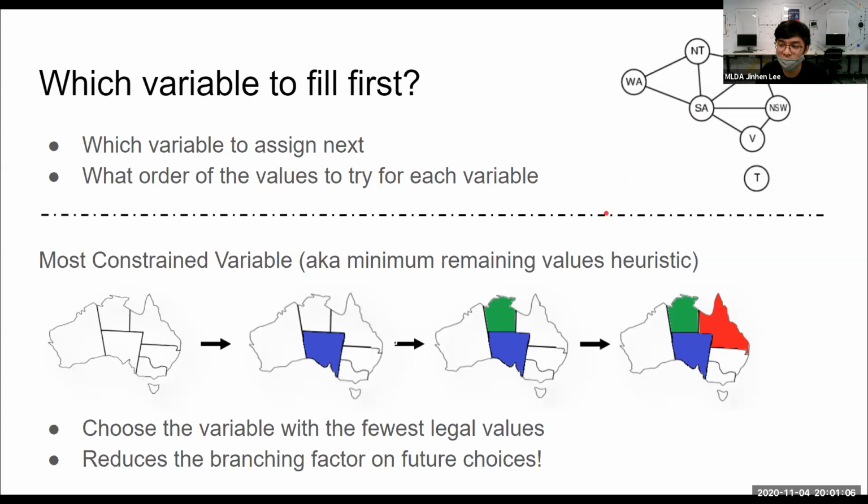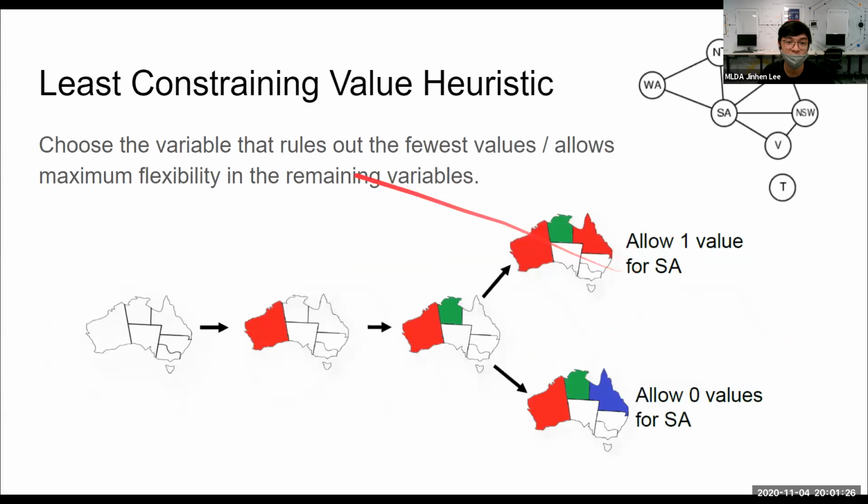So as you can see just now, when we talk about time complexity and space complexity, we also talk about the branching factor b and the depth d. So if you reduce the branching factor, you will indeed reduce the time complexity and the space complexity of the algorithm that we use. Okay. So the next one, we can also use a least constraining value heuristic.